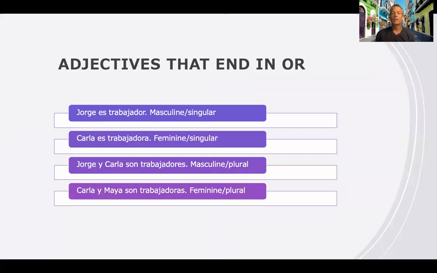If you have an adjective that by default ends in OR, like trabajador, hardworking, it will also have 4 different endings. Jorge es trabajador. Carla es trabajadora, so you add an A. Jorge y Carla son trabajadores. You add an ES for the masculine. Carla y Maya son trabajadoras. You add an AS for the feminine.